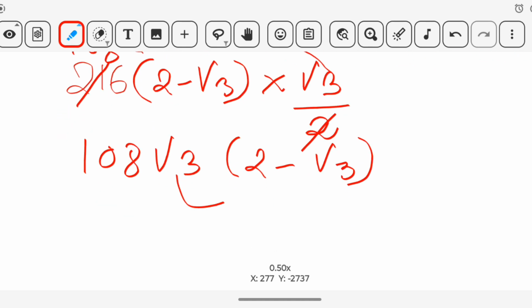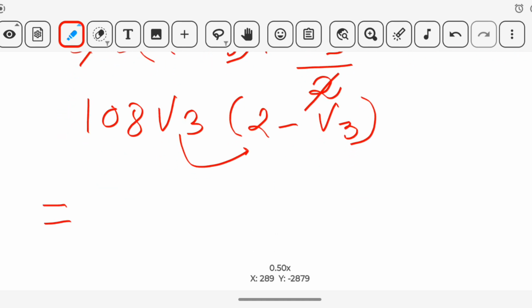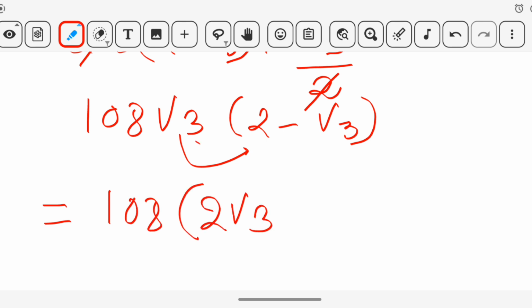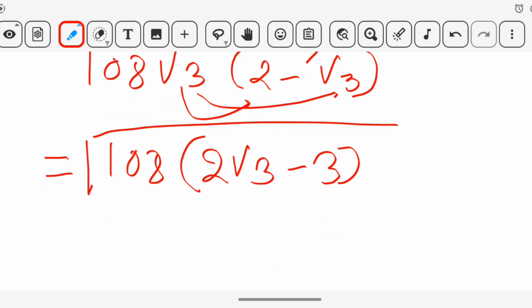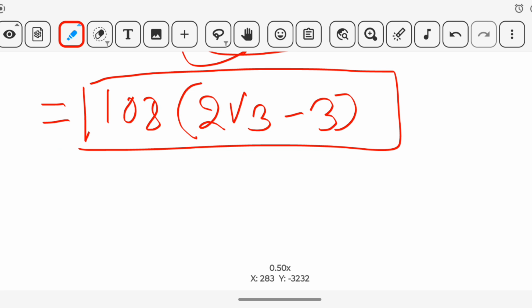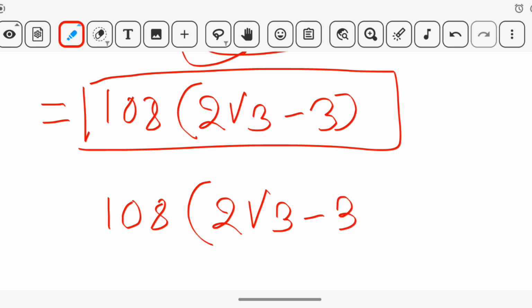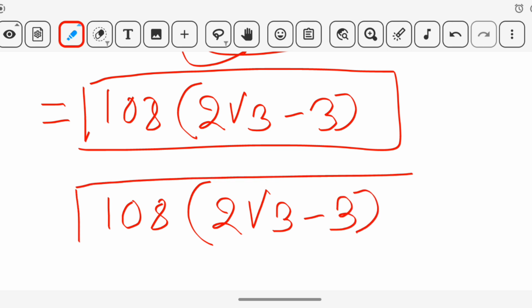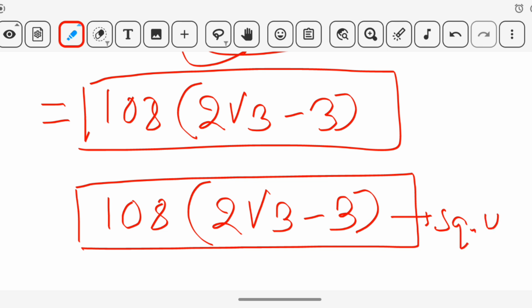So let's take root 3 inside. That equals 108 bracket 2 root 3 minus root 3 multiplied by root 3, which is 3. So this is the final answer. The final area of the triangle is 108 bracket 2 root 3 minus 3, square unit, because the area itself is in square unit.